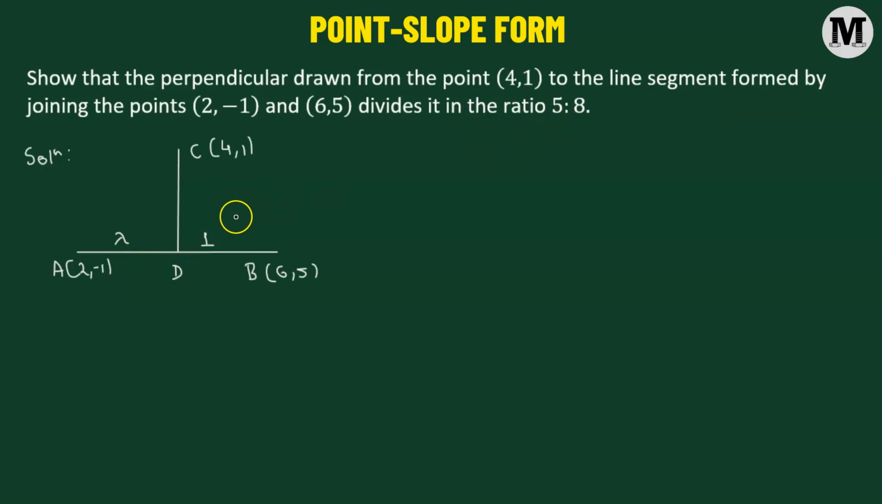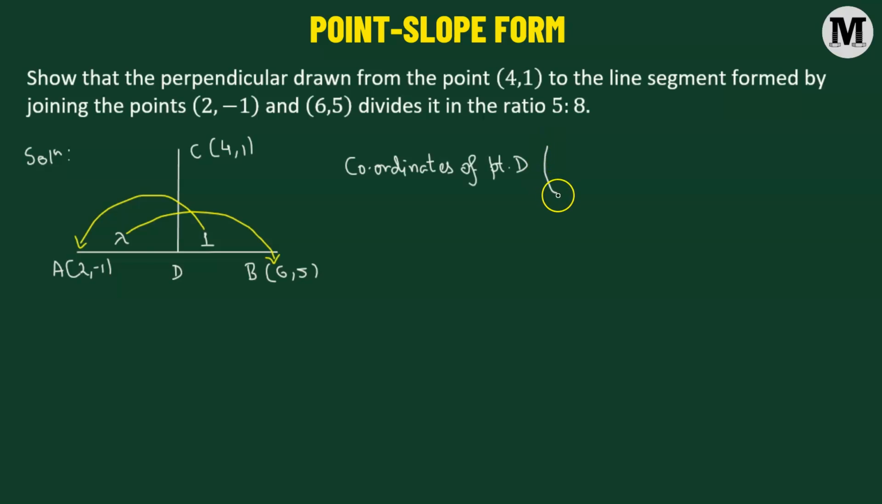Okay, now what we'll do, we will first find out the coordinates of point D using the internal section formula, because D is dividing AB in the ratio lambda is to 1. All we have to do is take lambda and multiply it with B, and 1 will get multiplied with A. So let's first find out the coordinates of point D.